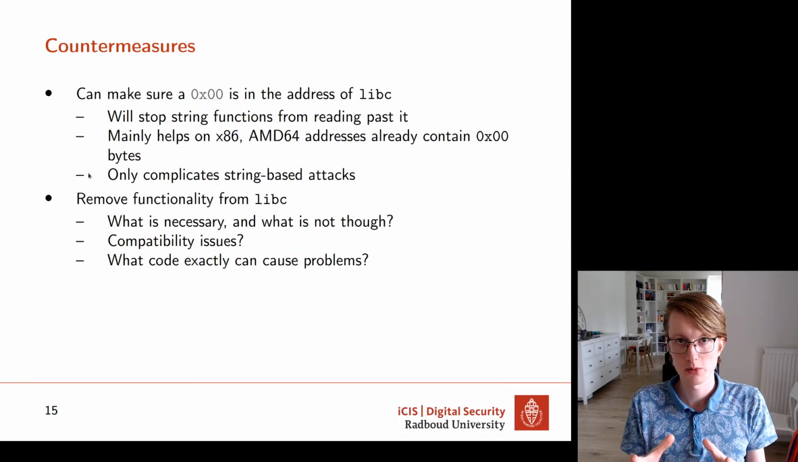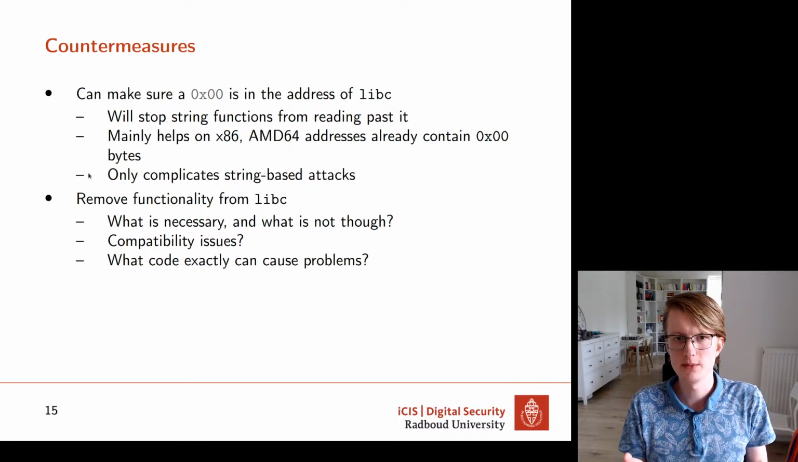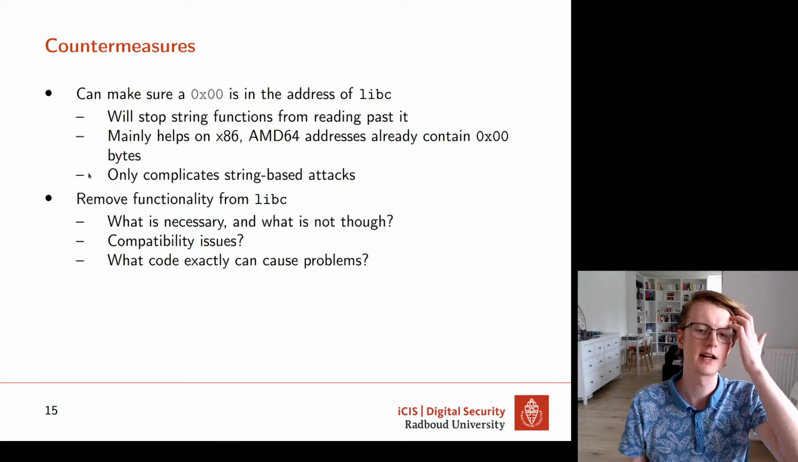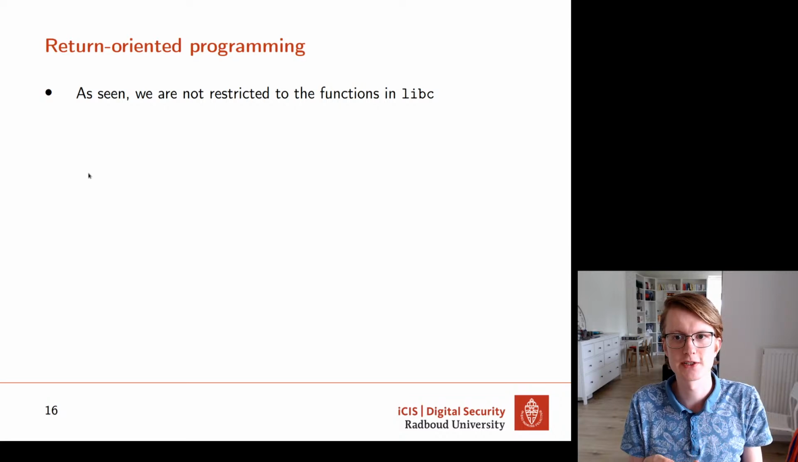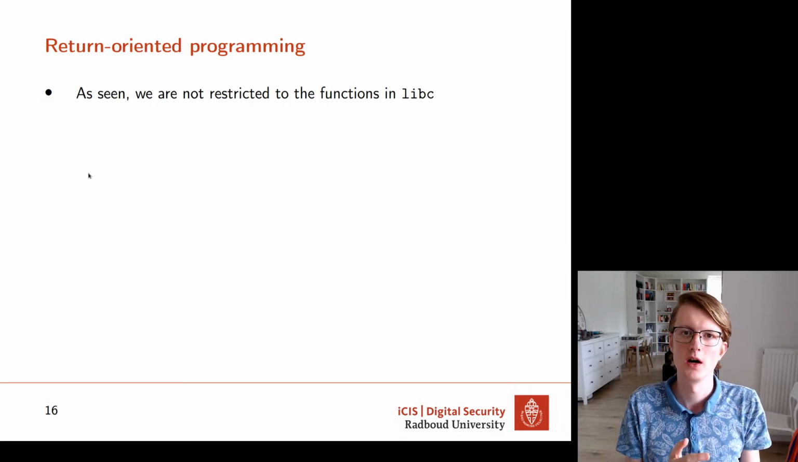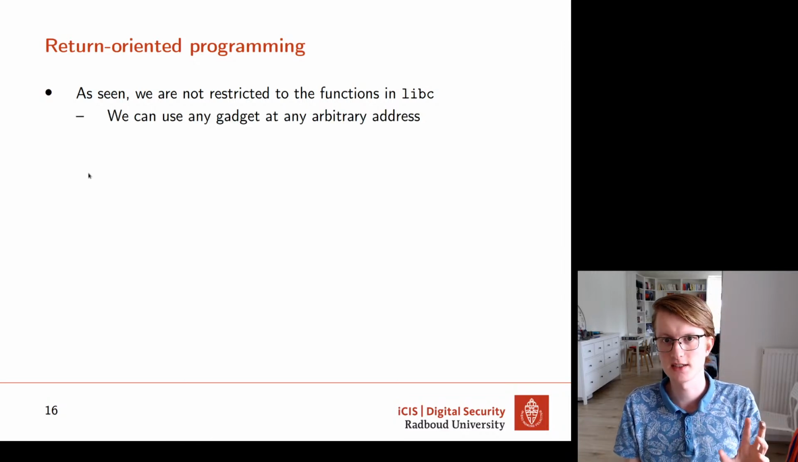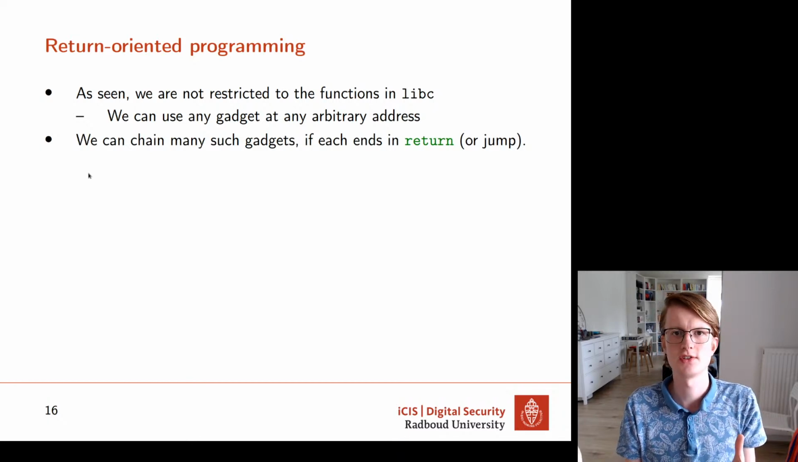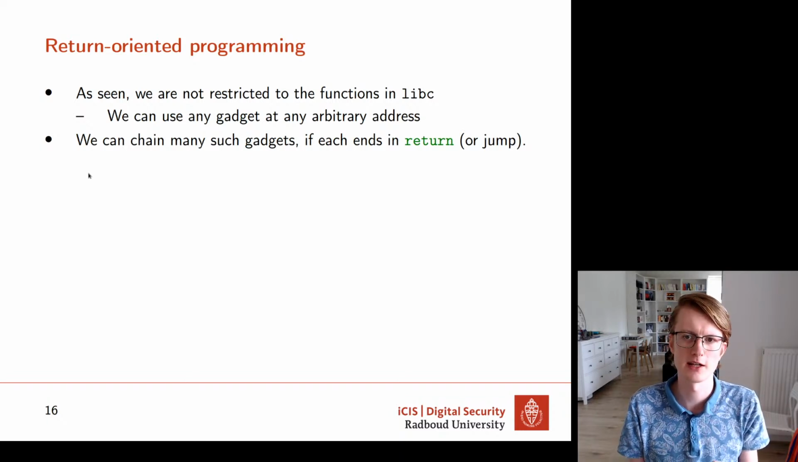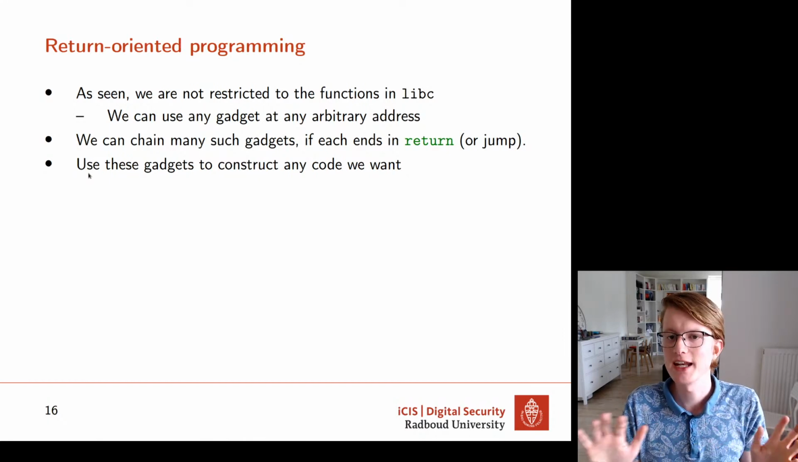Returning to where we were in the slides, removing functionality from libc is tricky because it's very hard to see what code exactly can cause problems, and that is amplified by the fact that we are not just restricted to the functions that are there. So removing system doesn't really work because we can use any gadget at any arbitrary address, and we can chain many of such gadgets as long as every one of them ends in a return or a jump if you use slightly more advanced attacks. And you can use those gadgets to construct any code that you want.